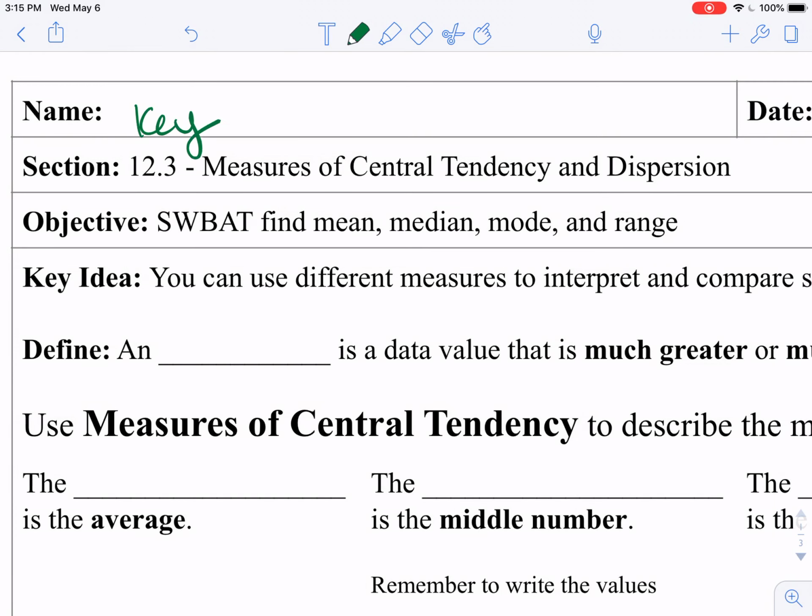Hi guys, welcome to your 12.3 notes on measures of central tendency and dispersion. By the end of the day, you will be able to find the mean, median, mode, and range of a set of data.